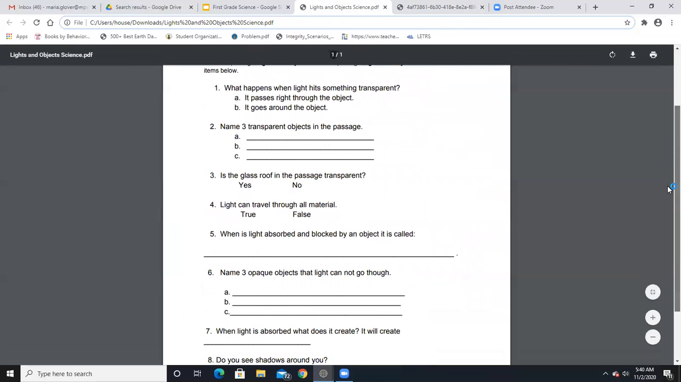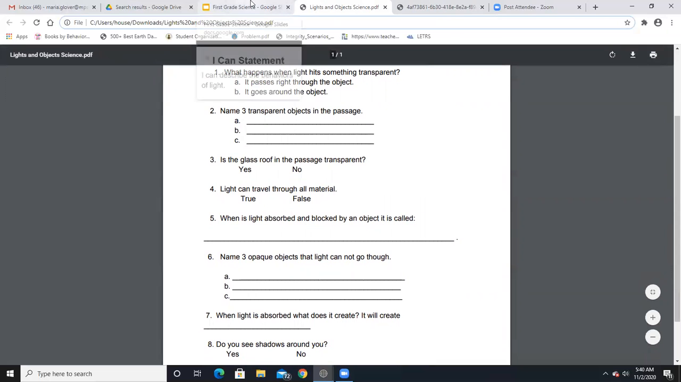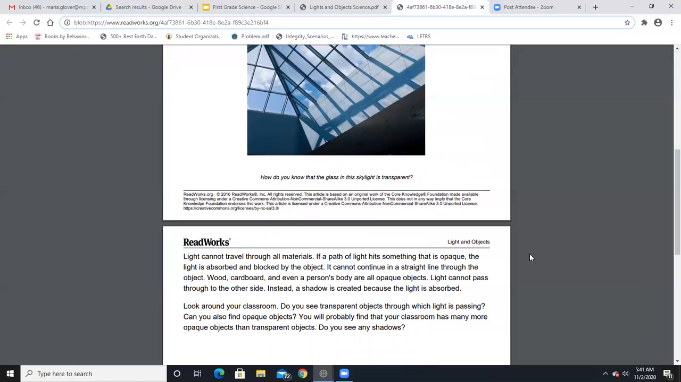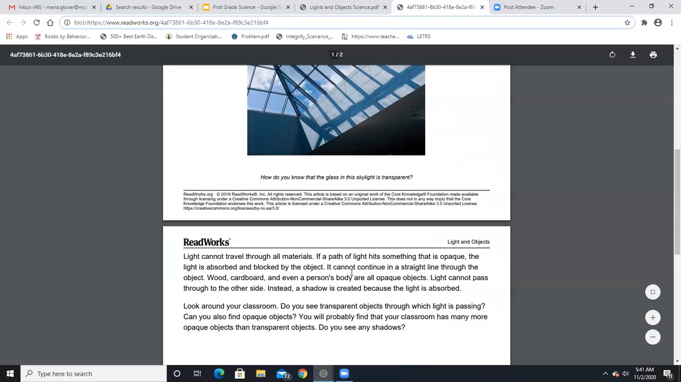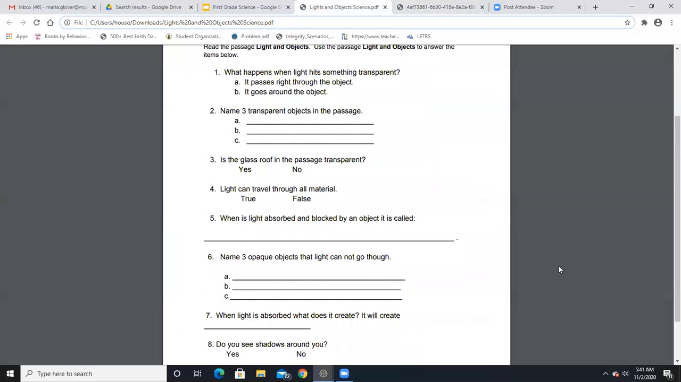Name 3 opaque objects that light cannot go through. And so here are some examples. Wood, cardboard, and even a person's body are all opaque objects. Those are 3 examples from the passage that answer that item.